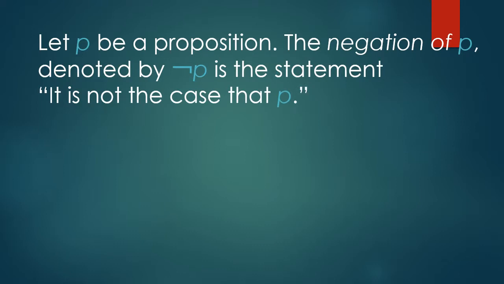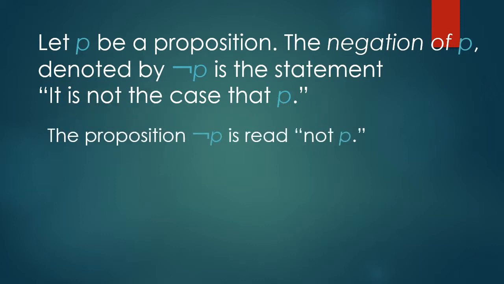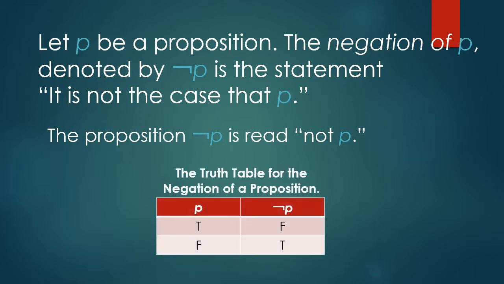Let P be a proposition. The negation of P, denoted by ¬P, is the statement, it is not the case that P. The proposition ¬P is read, not P. And here's the truth table for the negation of the proposition.